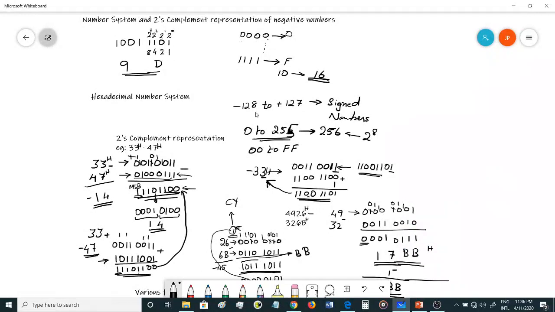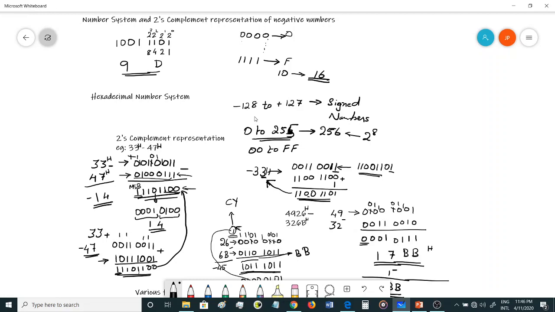So we discussed here that the range of signed numbers is from -128 to +127. This is the range of signed numbers. In this, 128 and 127 are decimal.